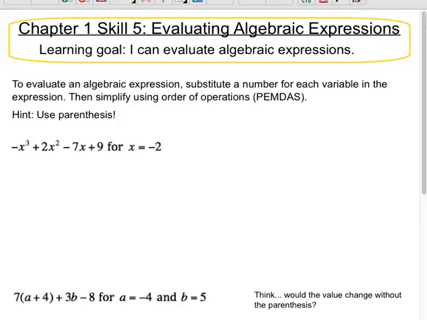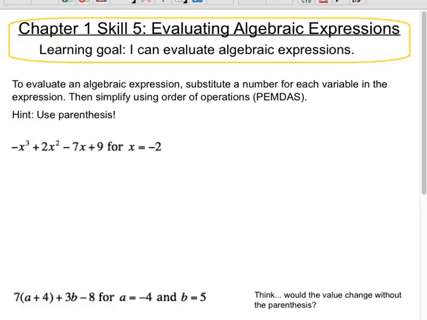Welcome back. In this lesson, we're going to be talking about evaluating algebraic expressions. So we talked about how to write algebraic expressions. Now I'm going to talk about how to evaluate them. When I say evaluate, what I'm talking about is substituting a number in for the variables in the expression. And then, of course, you want to simplify using the order of operations, or PEMDAS.